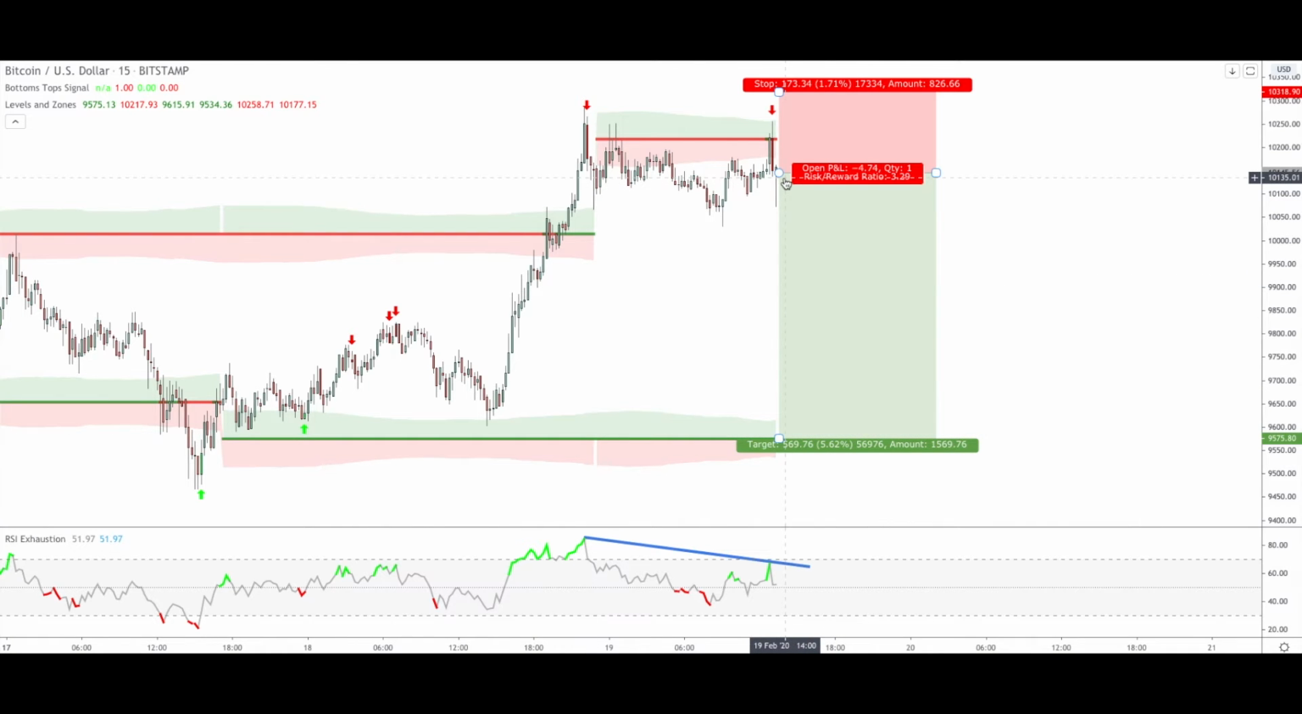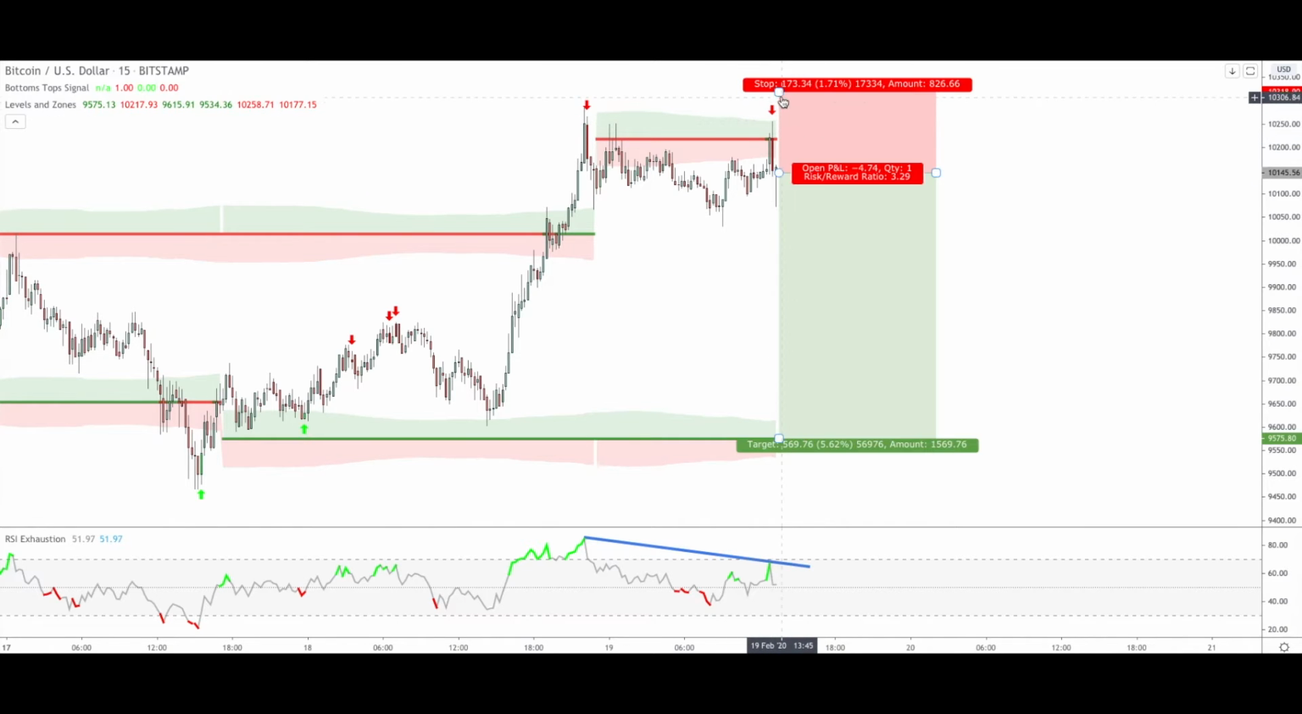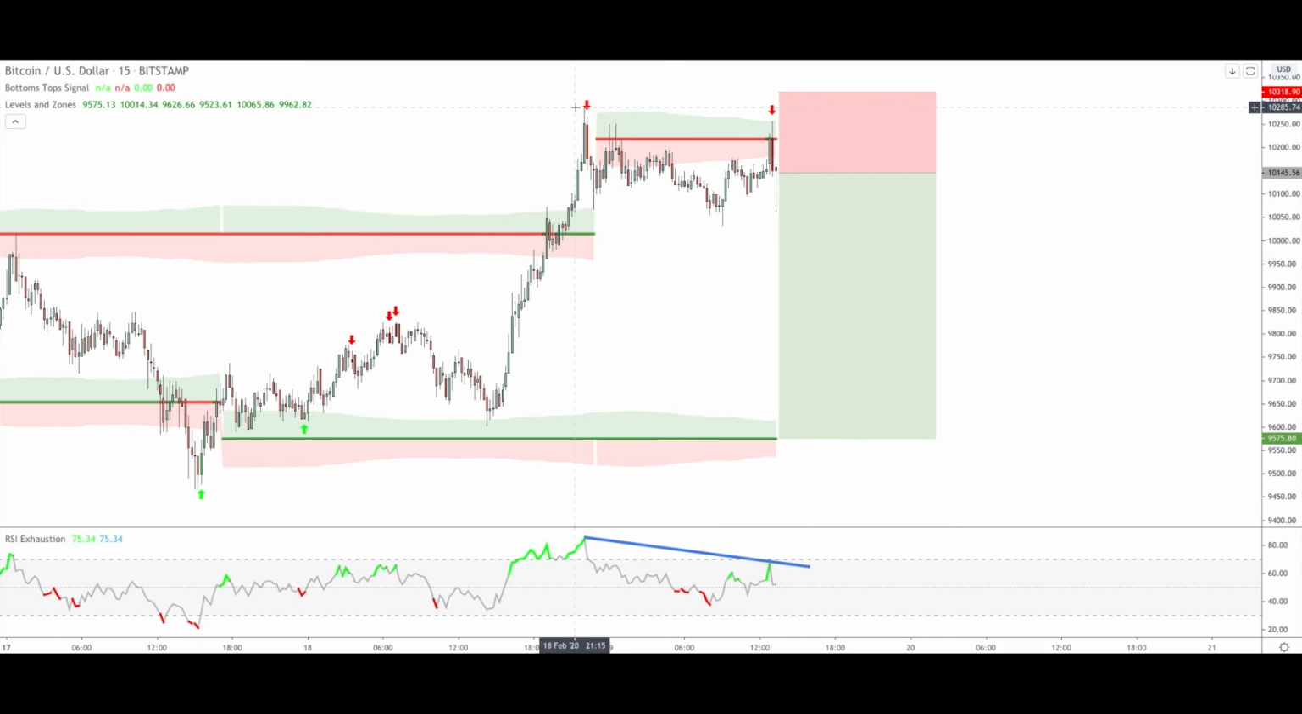If the price goes up instead, we are protected by this resistance and the fact that we are well above the previous highs. So the order is set. Let's see how this trade plays out.